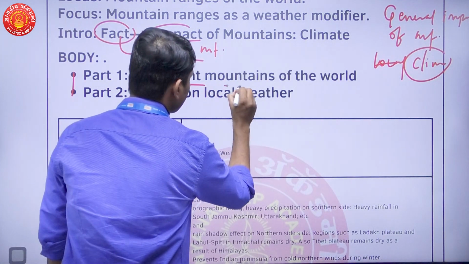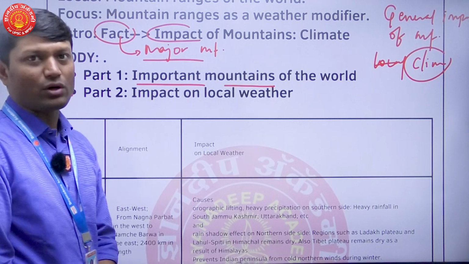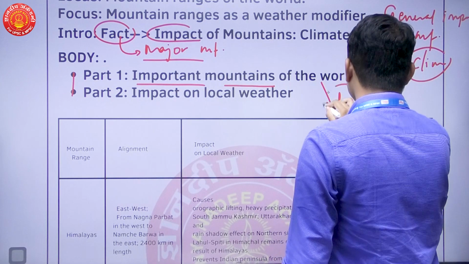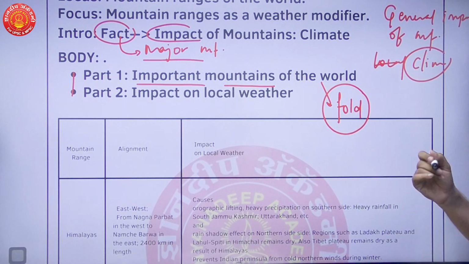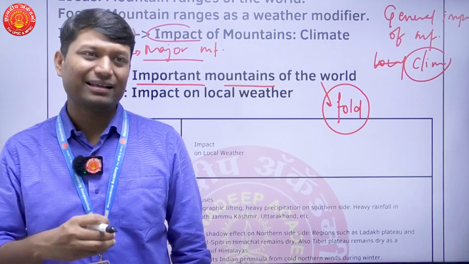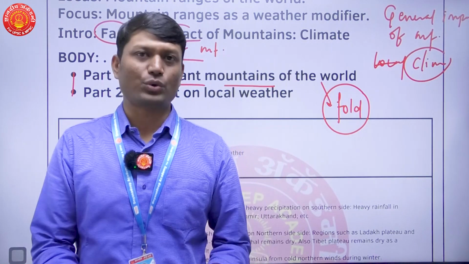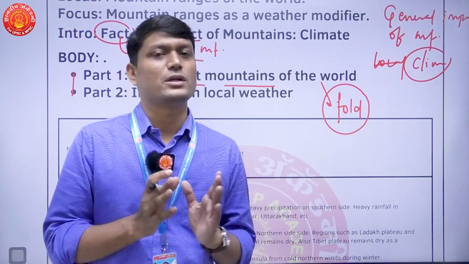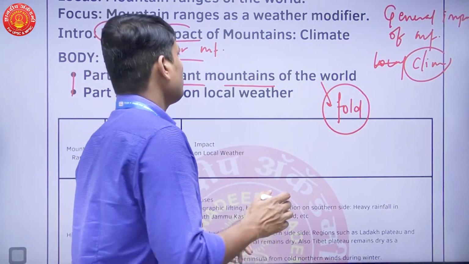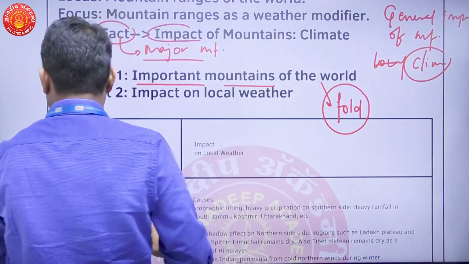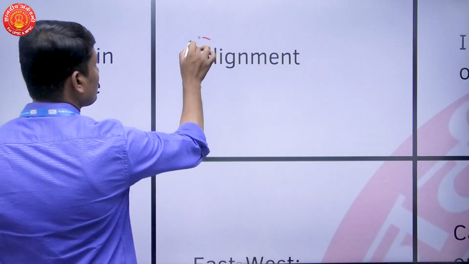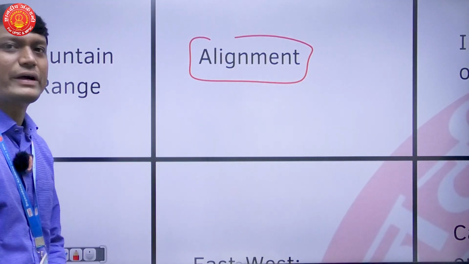Now, in the body part, we have to split it into two sections. One will be the important or major mountain ranges of the world. Typically in this question, I will go for the major fold mountain systems of the world. This will include the Himalayas, the Alps, the Andes, the Rockies and the Appalachians, right? We do not have to go beyond these major mountain systems. If you are able to mention other mountain systems, that would be fine. You also have to provide the alignment.